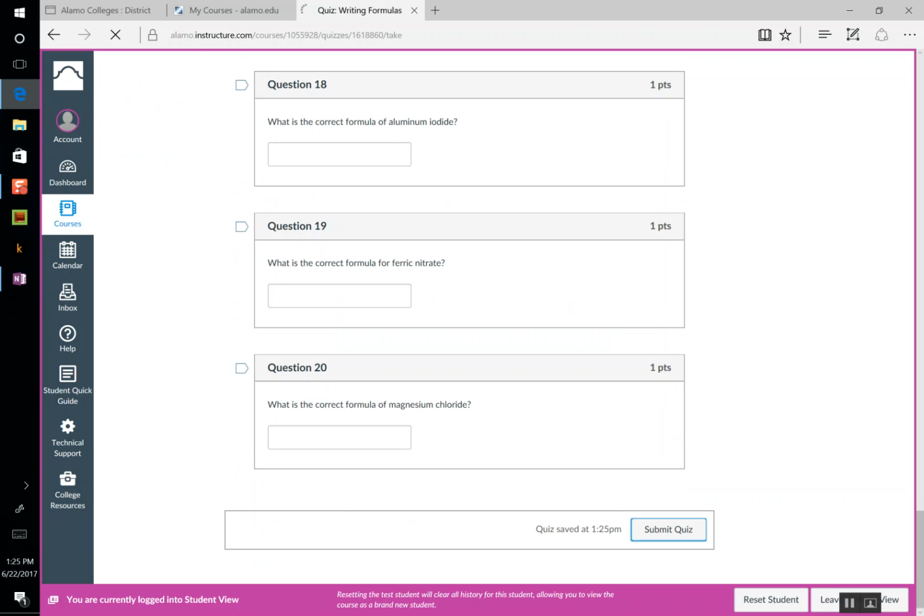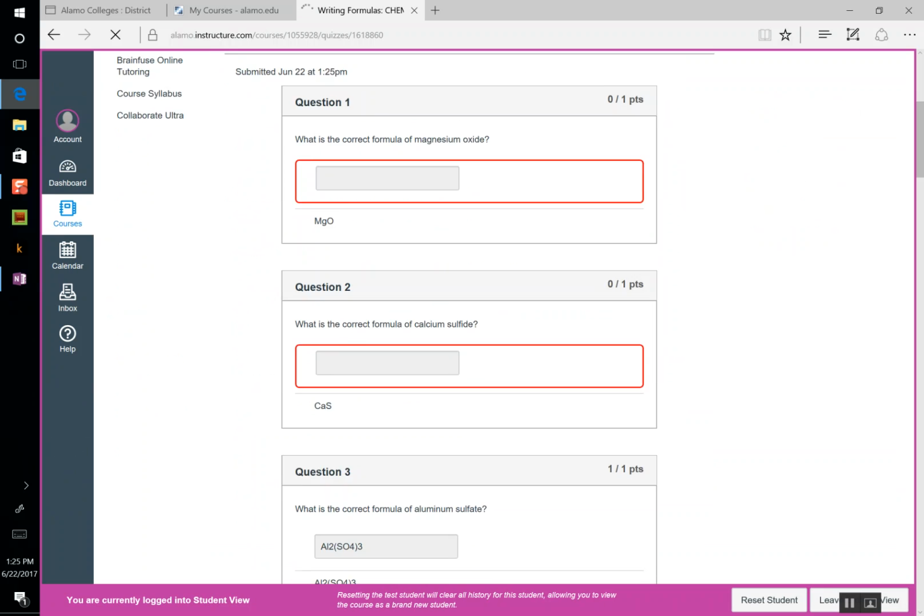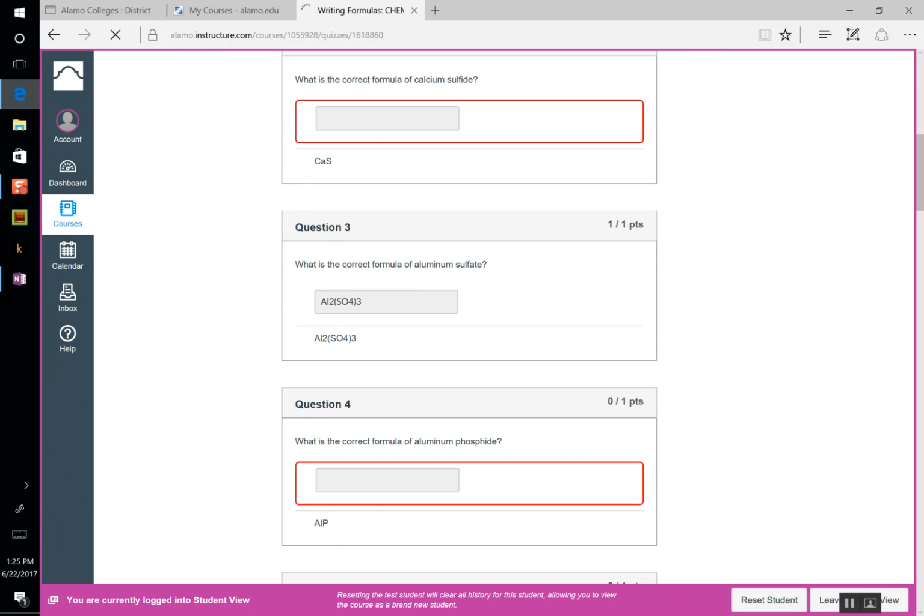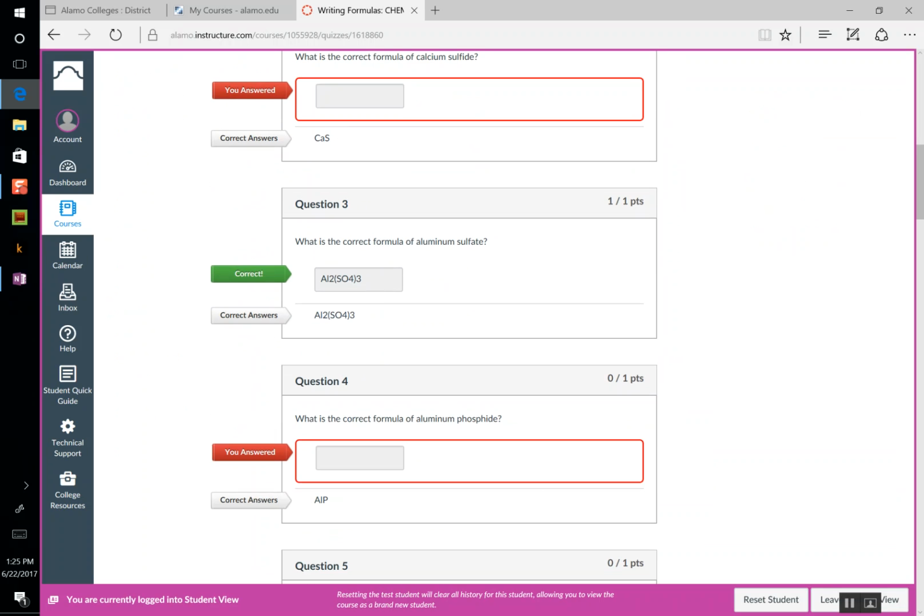Submit. Says you left 19 unanswered. Yes, I did. Okay, there you go. Correct. Al2(SO4)3. No spaces, no subscripts. All right? So you can do those practice quizzes as many times as you want to do them. They won't grade them, but they will tell you, you got 18 out of 20 or you got 13 out of 20. Then you can do it again and again and again. All right? I'll see you Tuesday.